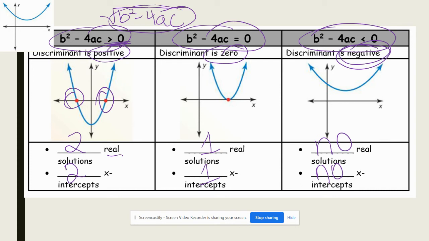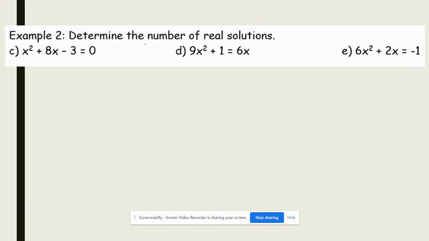There's 2 types of questions that you'll get regarding the discriminant. The first one would be determine the number of real solutions. So it's not asking you for the answers, it just wants to know how many and what kind. Example C is in standard form and it's equal to 0. We have a 1 here for A, B is 8, C is negative 3. Because it just wants to know how many and what kind, then we're just doing b squared minus 4ac. We're finding the discriminant.